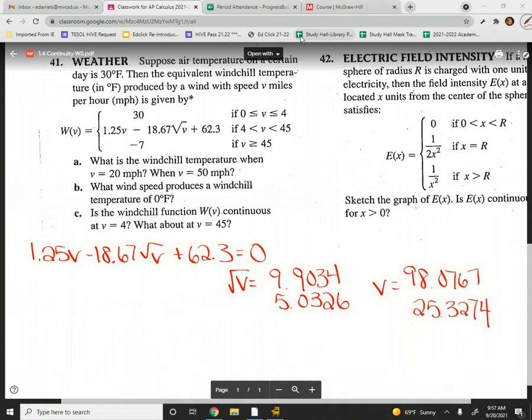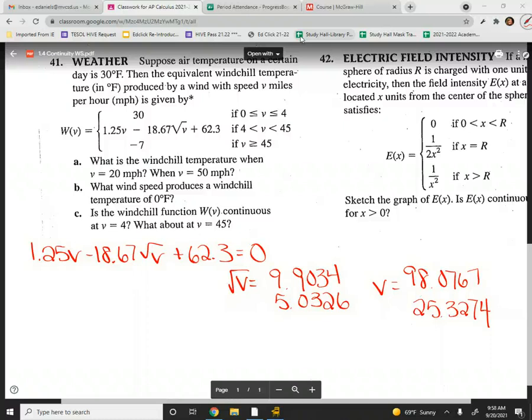Okay, so I'm going to re-say B because that was very rushed, and then we'll look at C. For B, we wanted to know when the wind speed would have a wind chill of 0. So we set that middle equation equal to 0. -7 will never equal 0. 30 will never equal 0. So this is the only piece that could equal 0.